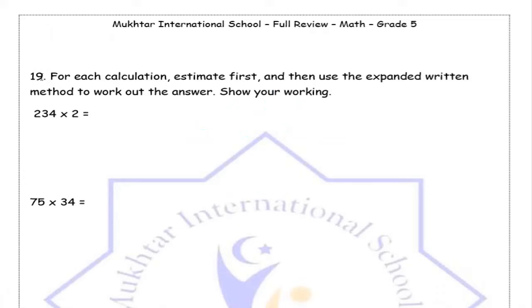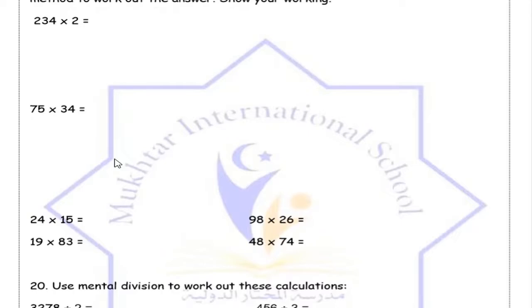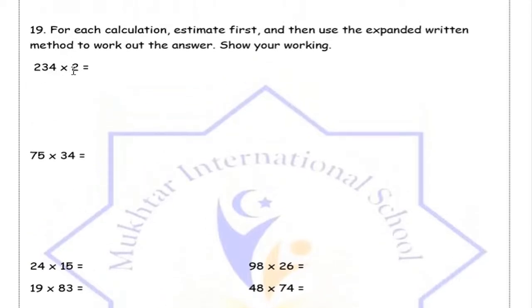Today we will start with question 19. For each calculation, estimate first and then use the expanded written method to work out the answer. Show your working. I'm going to choose two different questions, 234 multiplied by 2 and 98 multiplied by 26. We will estimate first, and then we will find out the exact answer.